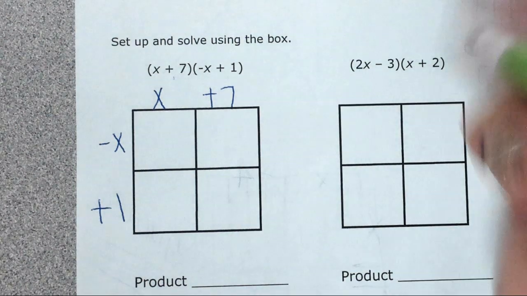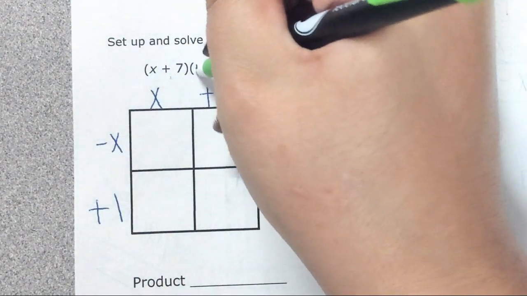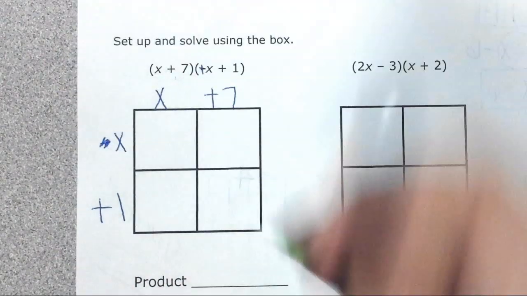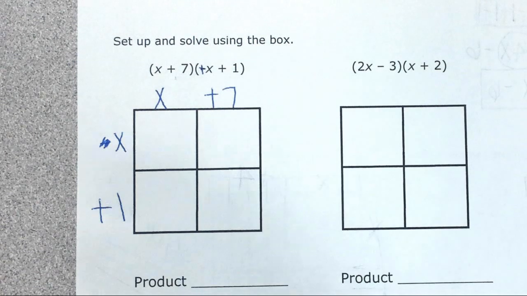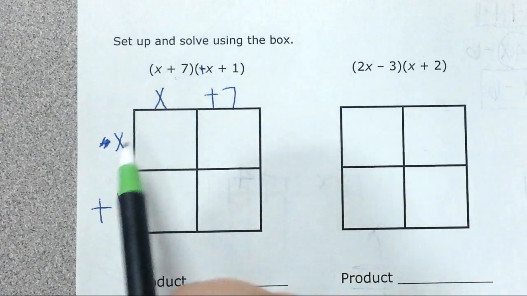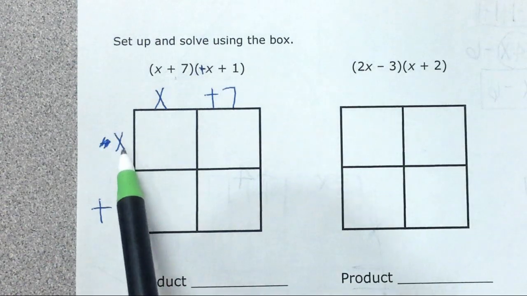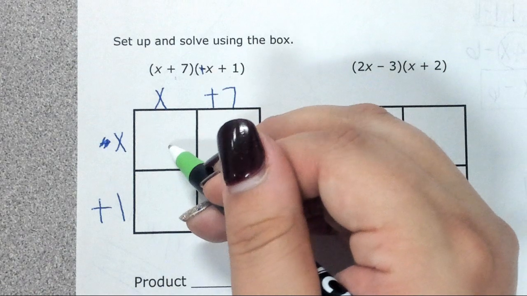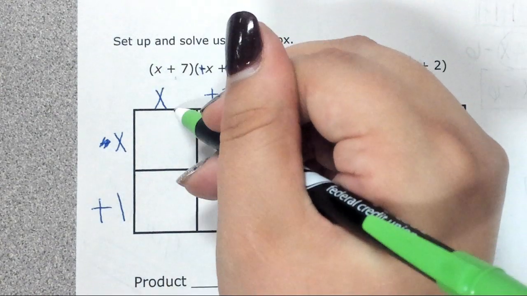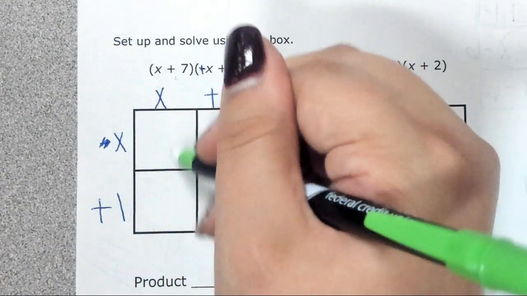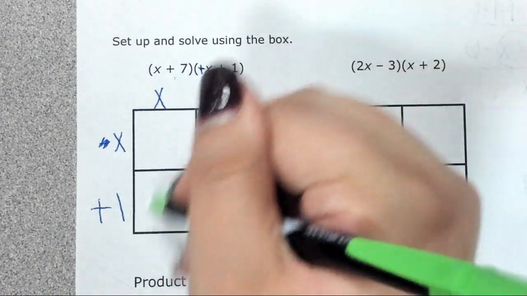Actually, I don't like this. Can you do me a favor? I don't like that that's negative. Let's make that positive. Let's forget the negative right there. Let's just make it x plus 7 and x plus 1. Okay? We are going to do this box. Wherever the box is, just go up and to the left and see what's there. That's how you know which numbers to use.